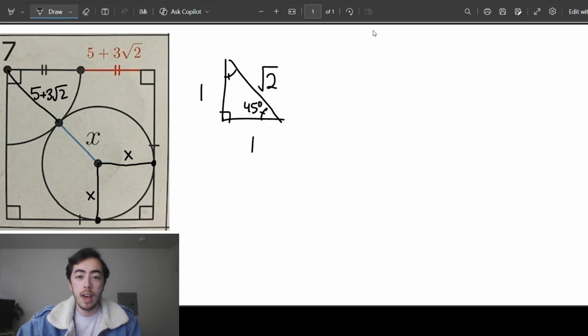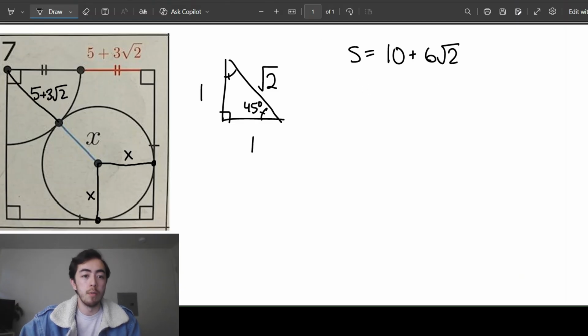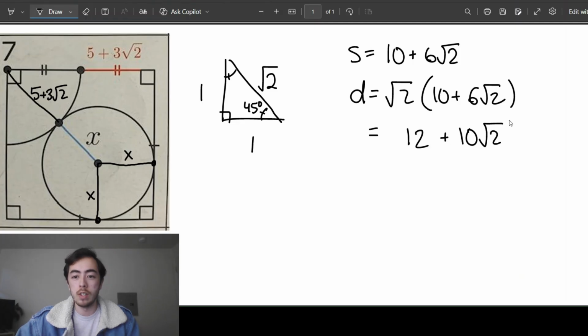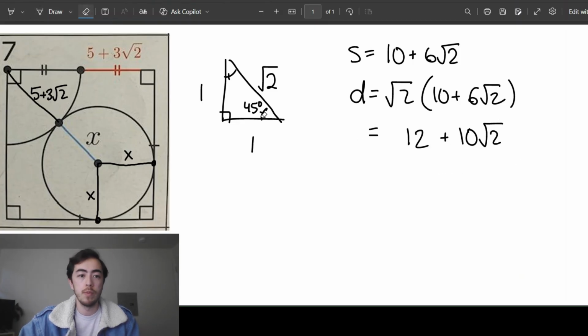I'm going to say S is going to be the side of the square. This will be twice the given length. And so we're going to have, say, 10 plus 6 root 2. And that means the diagonal of the big square is going to be root 2 times this amount. So I'll do root 2 times 10 plus 6 root 2. Distributing this root 2 to both terms, we will get 10 root 2. And then root 2 times root 2 is 2. 2 times 6 is 12. So the diagonal is the same as this value as well.